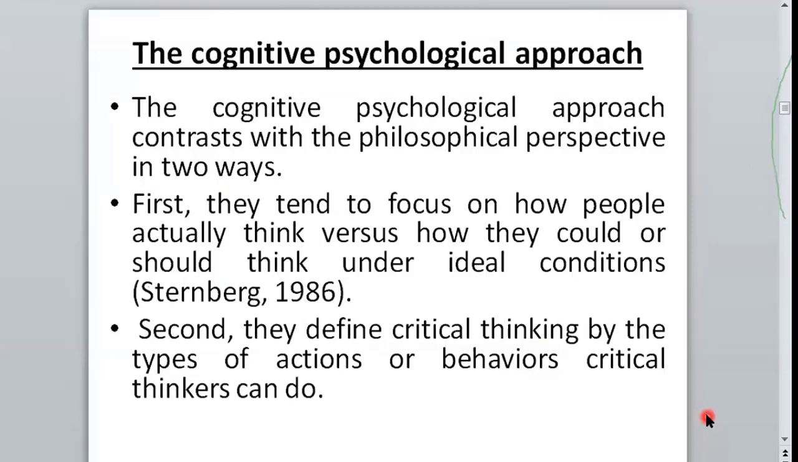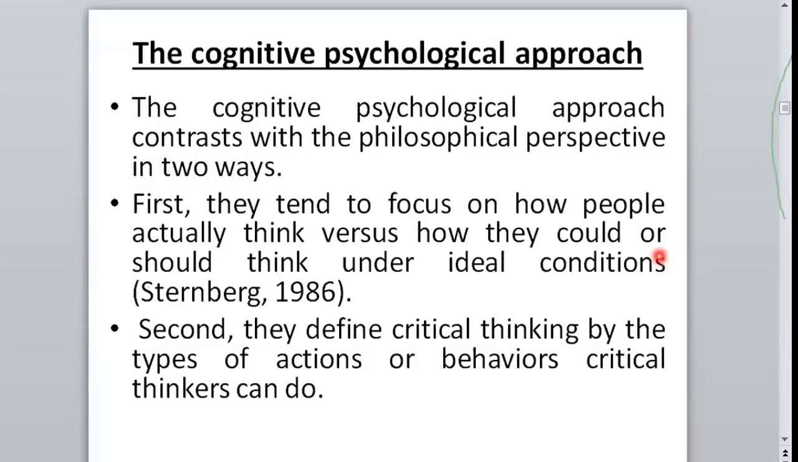On the other hand, the cognitive psychological approach to critical thinking contrasts with the philosophical perspectives. It is a different way of looking at critical thinking. The first difference between this and the philosophical approach is that the cognitive approach focuses on how people actually think, actual thinking, versus how they could or should think under ideal conditions, under their best circumstances.